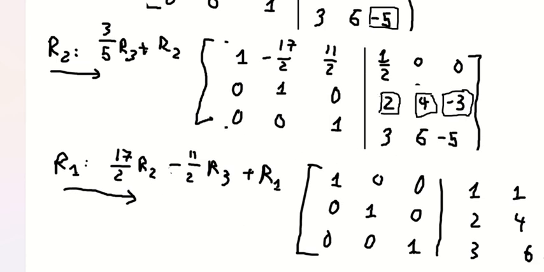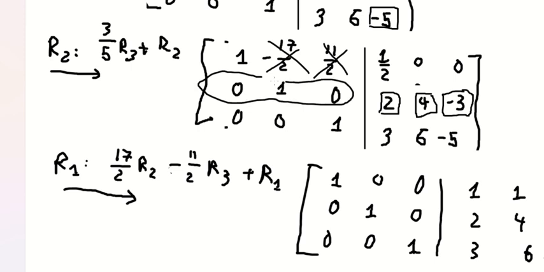And the last one, we want to cancel this one and this one. So we use row number 2 and row number 3. We multiply by 7 over 2 for this one and negative 11 over 2 for this one. So that's why you get this one in here.